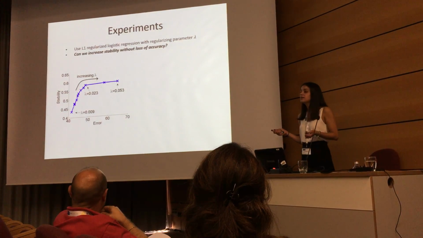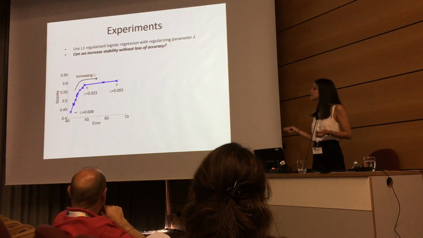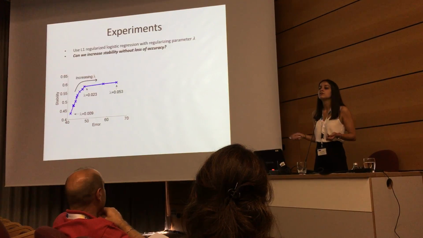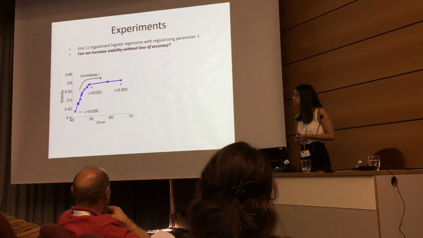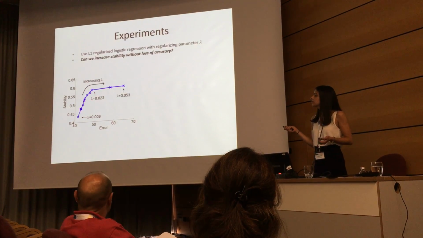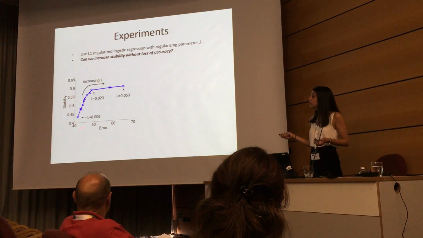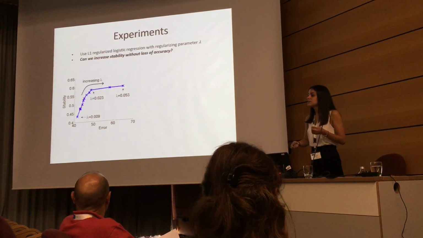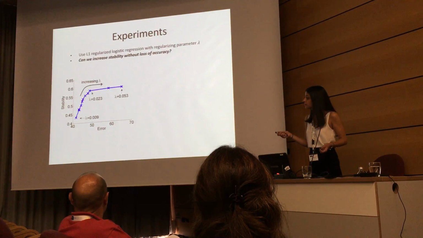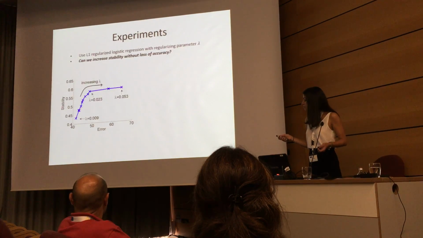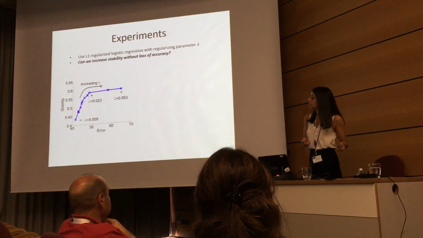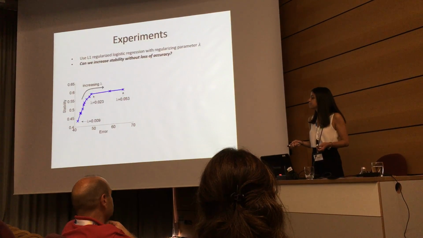So here we have a graph. On the x-axis, we have the error. And on the y-axis, we have the stability using Pearson's correlation coefficients. And each of the points here corresponds to a value of lambda that is a best trade-off between stability and error. So each one of these points is optimal in the way that they either minimize the error or maximize the stability. All right.